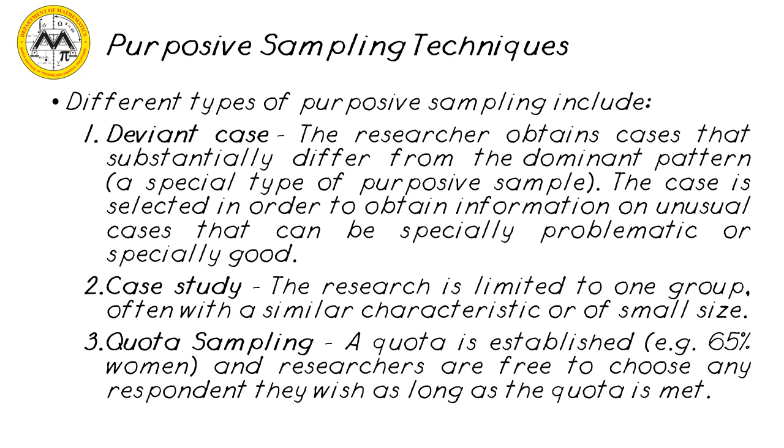So we use this purposive sampling for the deviant case, meaning somewhat the dominant population. You also have it for case study for a very small group for the non-deviant case, and then a quota sampling for a specific number of responses.